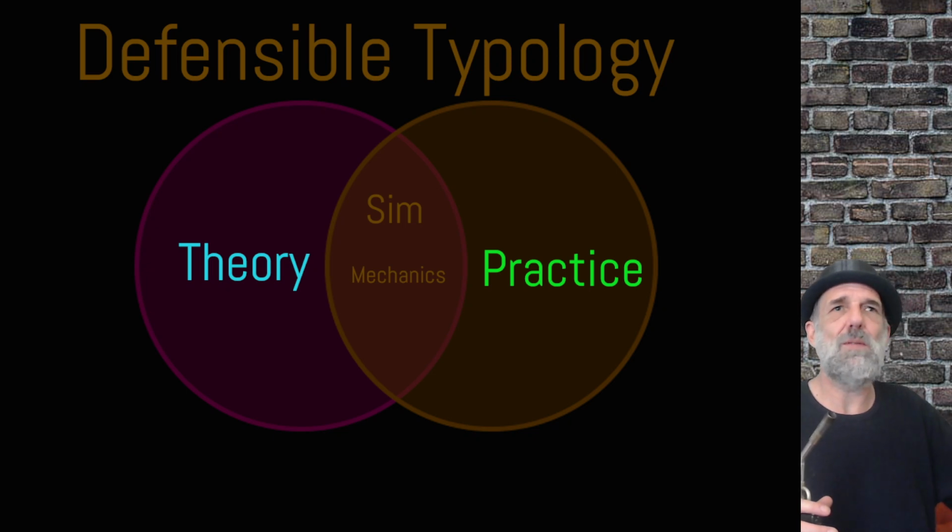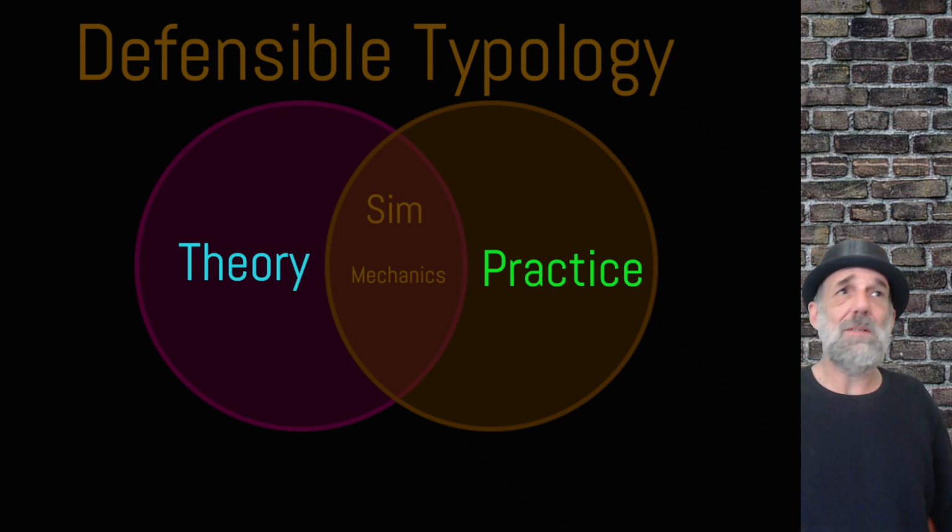This is just an overview of what I'm doing, my process, the organizational schemata of it, sort of. So if you look at defensible typology, it falls into two circles: practice and theory. We're going to go over the theory part of the circle today.